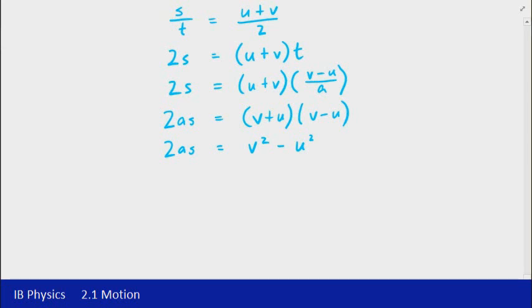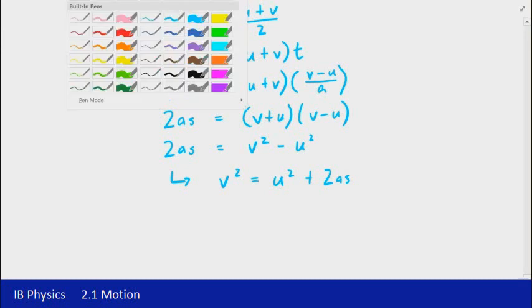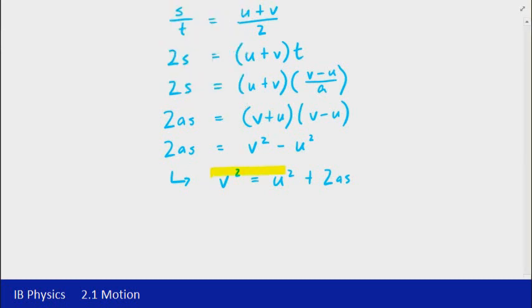And again, last step then is to rearrange. Going through, basically it's just add u squared on this side. We end up with v squared is equal to u squared plus 2as. And that gives us our last equation of motion that we need to know.